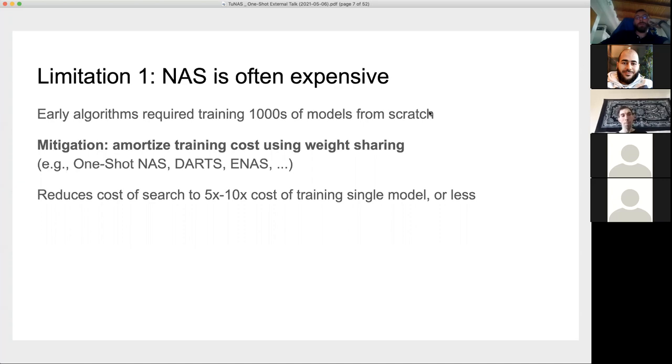And this, in our case, reduces the cost of a search to a factor of within 5 or 10 of training a single network architecture, or less in some cases. I know that there are other papers that have claimed even more drastic speedups. But the important thing for this talk is that we're making the cost manageable for our purposes.